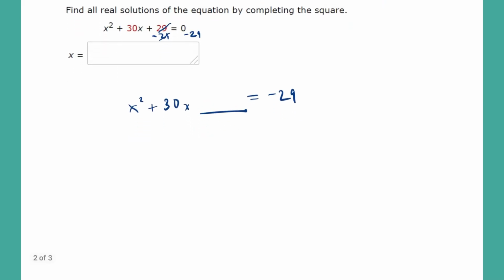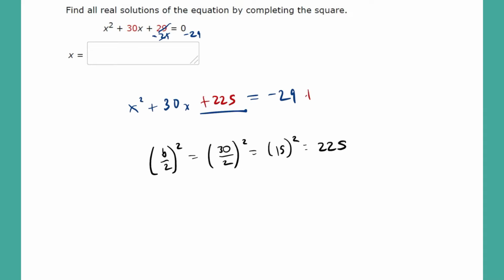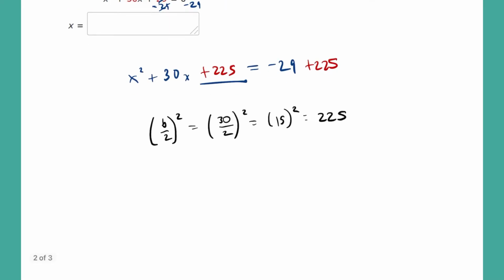So remember, the way we do that is we take our b term divided by 2 and square it. So b is 30 divided by 2 squared is 15 squared, which is 225, I believe. Yes, 225. So that is what we add to both sides of the equation. And then we need to factor the trinomial. That's the next step. So we know it's going to be a perfect square trinomial. And on the right side, we combine those, which I believe will be 196, I believe.